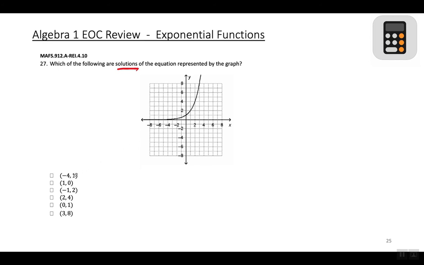So is -4, +1 on there? -4, +1? No. How about 1, 0? 1, 0 is right here. No. -1, +2, that's right here. No. 2, +4, yes. 0, 1, that's right here, yes. 3, 8, yes, right there. So the bottom three are solutions to the equation of this graph.